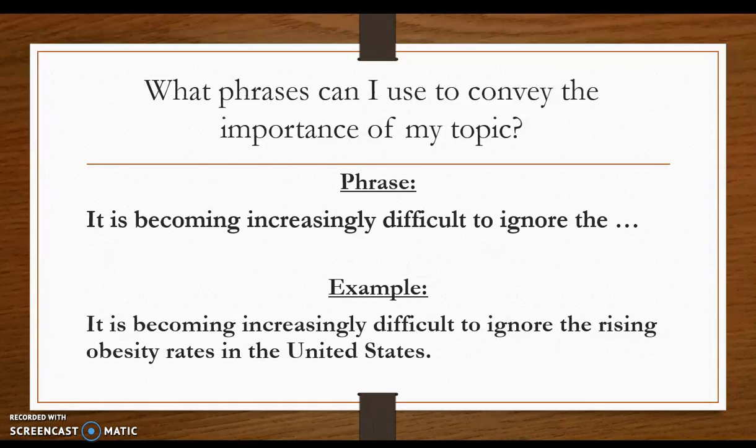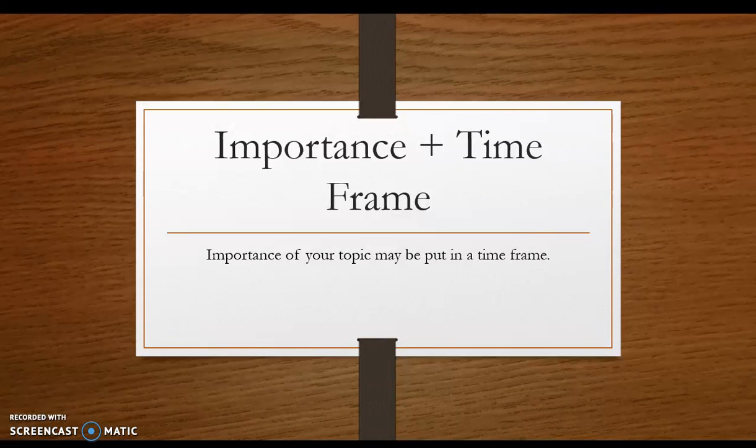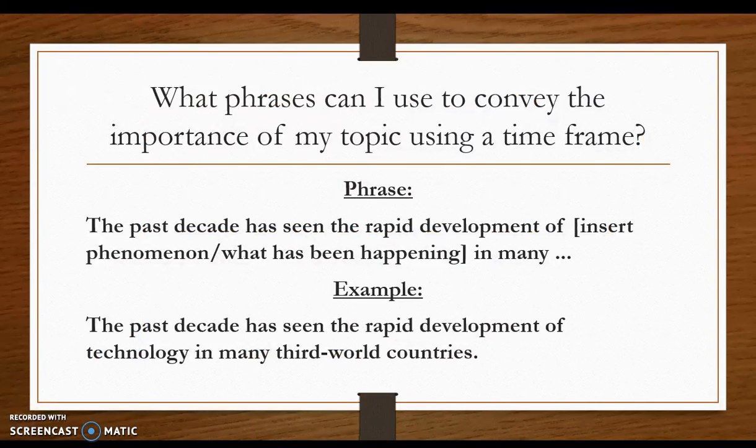point across. It is becoming increasingly difficult to ignore the something, right? So it's significant because of this. So it is becoming increasingly difficult to ignore the rising obesity rates in the United States. So there's another way to convey this, and that's including the time frame. So let's have a look here.